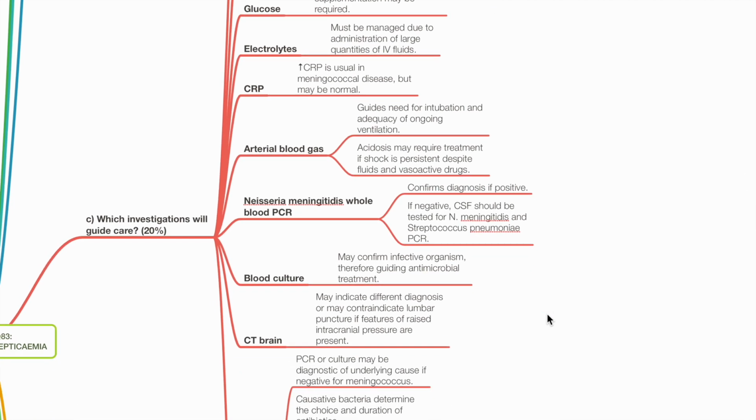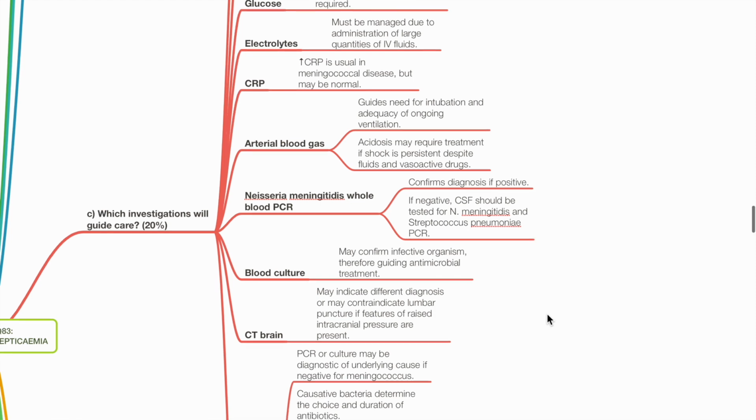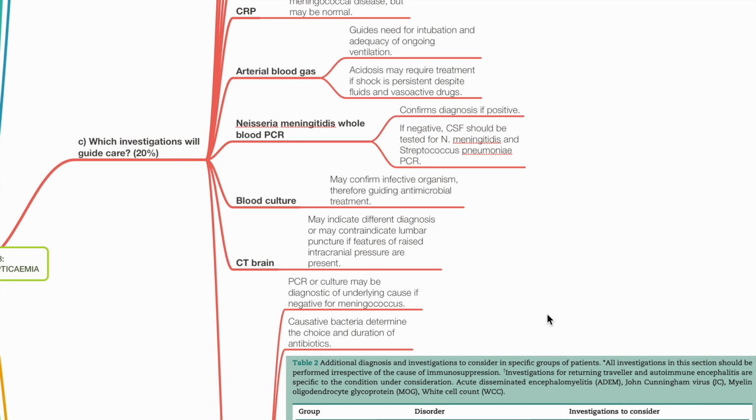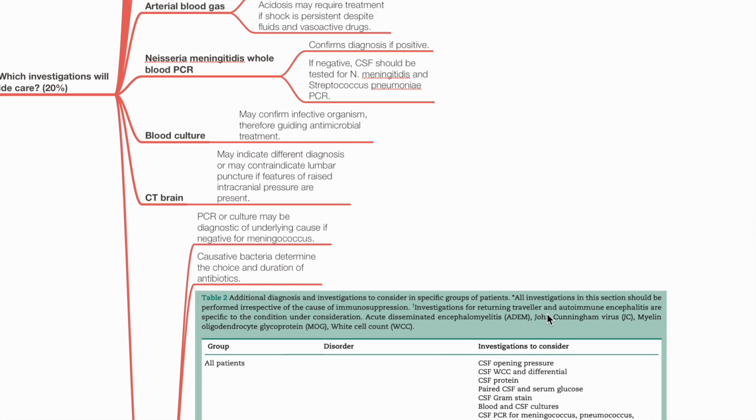Arterial blood gases guide the need for intubation and adequacy of ongoing ventilation. Acidosis may require treatment if shock is persistent, despite fluids and vasoactive drugs. Neisseria meningitidis whole blood PCR confirms diagnosis if positive. If negative, CSF should be tested for Neisseria meningitidis and Streptococcus pneumoniae PCR. Blood cultures may confirm infective organism, therefore guiding antimicrobial treatment.